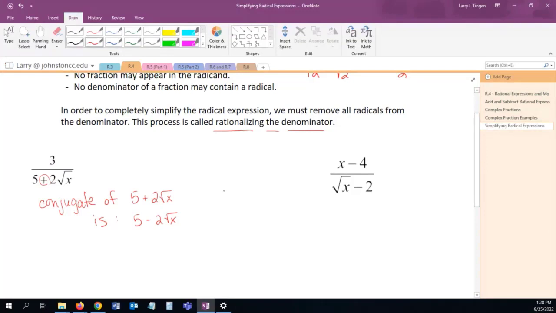You don't have to be a radical to have a conjugate. Conjugate just means change the operation in the middle. And the reason that we like it, the only reason you would have it, is because of what happens when I multiply this. So that's the conjugate, I'm going to multiply by 5 minus 2 root x over 5 minus 2 root x. What happens?